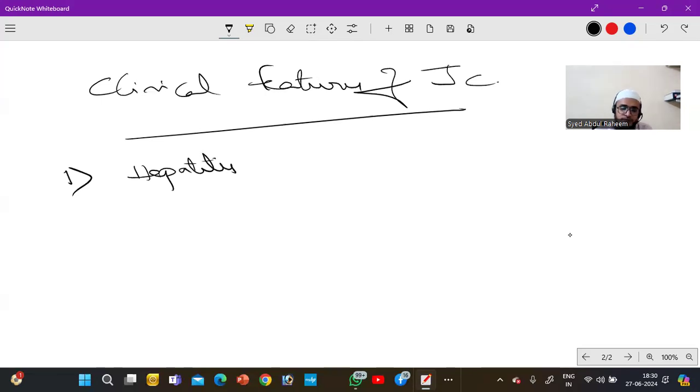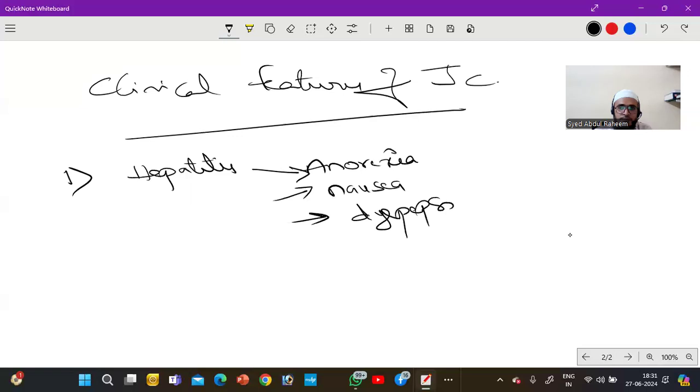inflammation of the liver, which leads to anorexia, loss of appetite, no appetite sometimes. The second one is nausea, and another one is dyspepsia. And weight loss, sudden or gradual weight loss, or abdominal pain. These are the symptoms of hepatic jaundice.